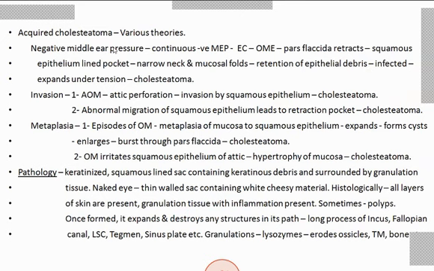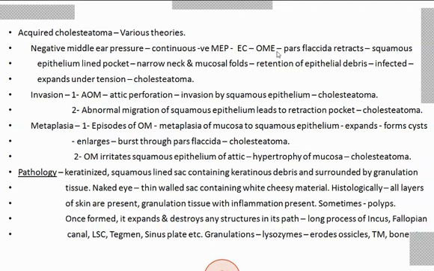Acquired cholesteatoma: many theories have been put forward for the etiology of acquired cholesteatoma. These theories can be grouped into three types. One is the negative middle ear pressure theory, the second one is the invasion theory, and the third one is metaplasia. All the theories can be grouped into these three subcategories. The continuous negative middle ear pressure due to eustachian tube obstruction will cause retraction of the tympanic membrane.